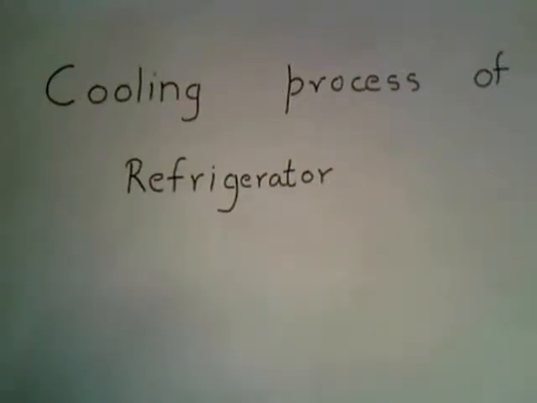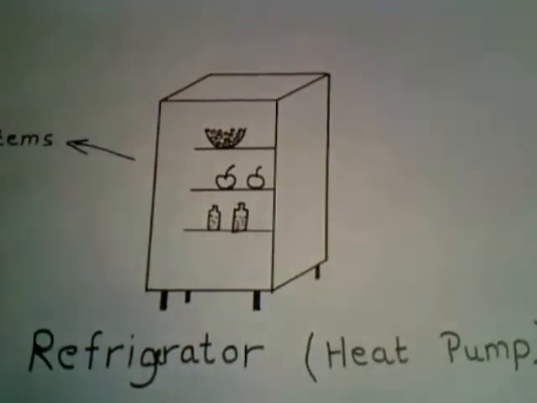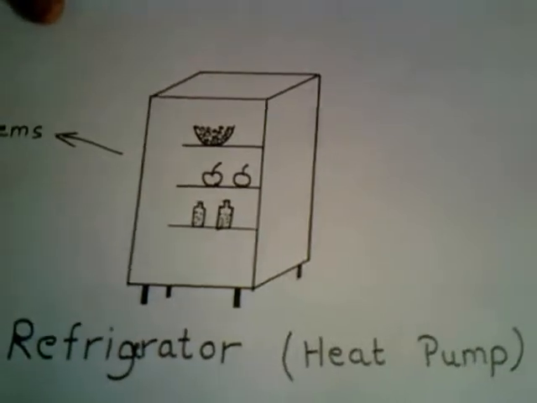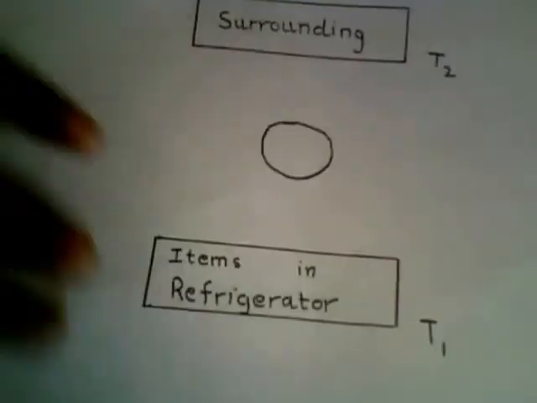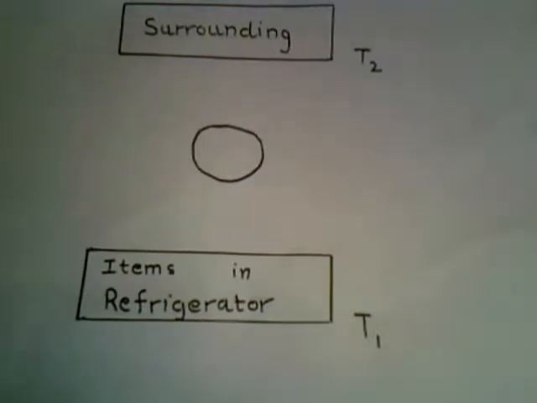This video displays the cooling process of a refrigerator. Whenever we place any item in the refrigerator, whether it is an eatable item or a liquid, its temperature decreases after some time. Why is it so? What is the reason behind it? Let's understand this procedure, that is, the working of the refrigerator.